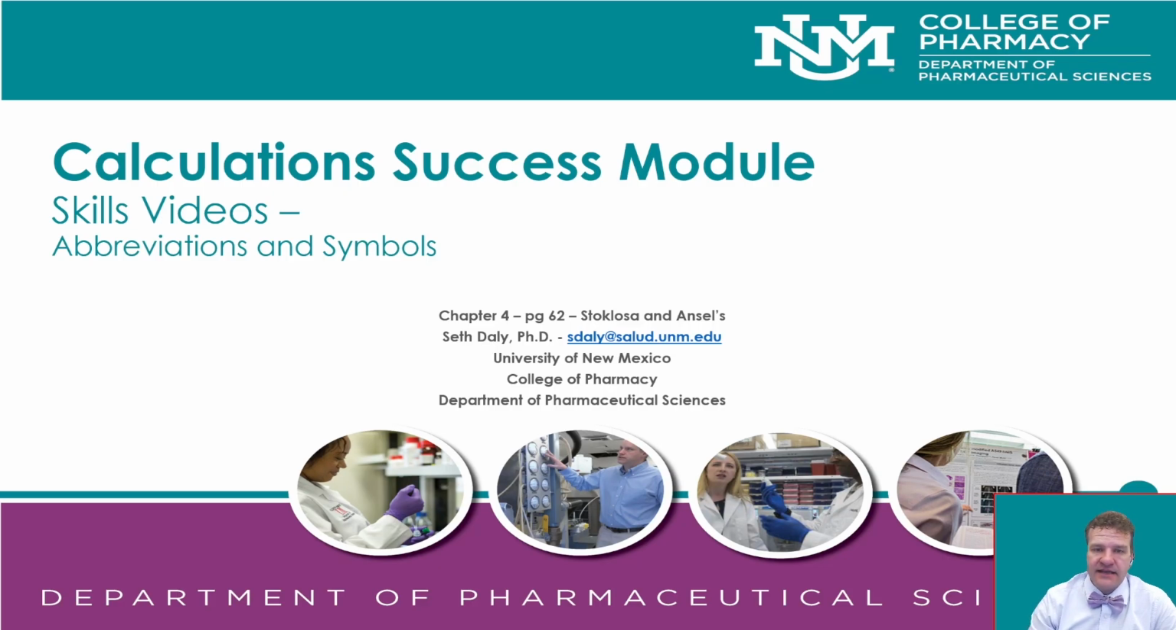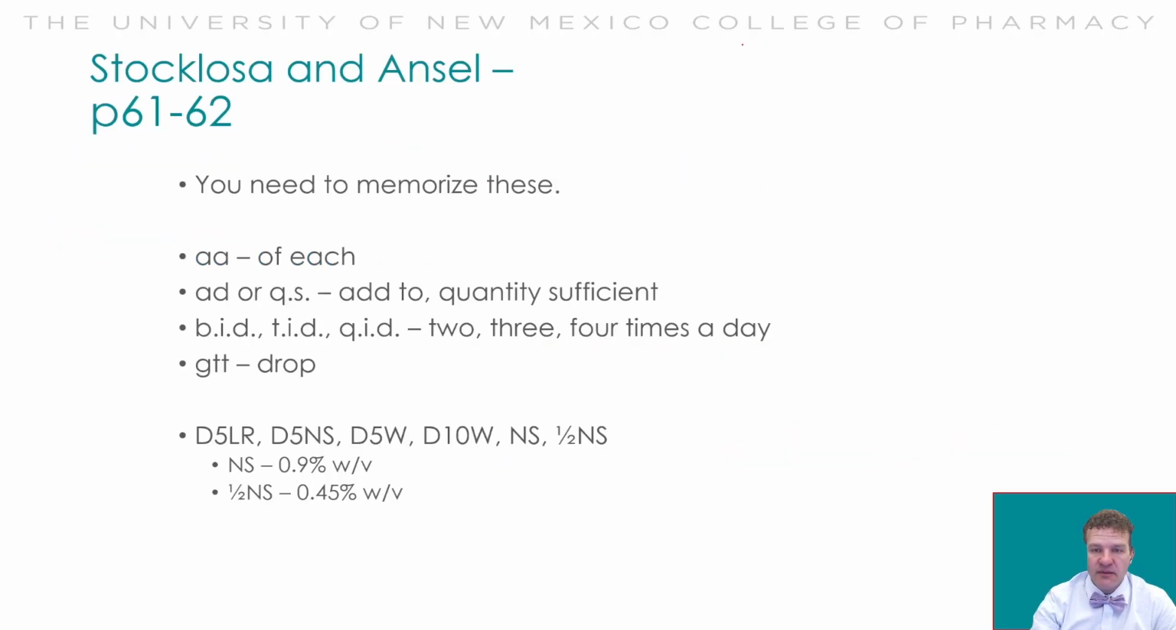All right, the last thing I want to talk about in this video is abbreviations and symbols, because you'll start seeing these in calculations problems, okay? So this table is found in chapter 4, page 62, and there's a lot of abbreviations, and I just pulled out the few that I think are the most important for you to learn that you'll see the most often, okay? So you need to memorize these because they won't be explained on the exams, okay?